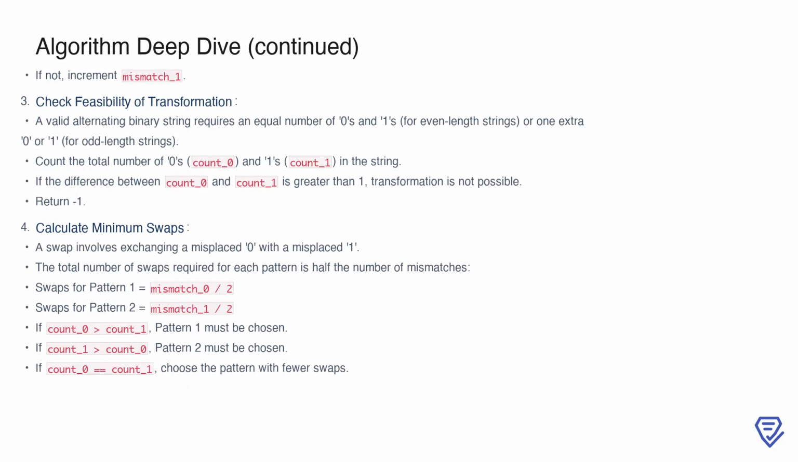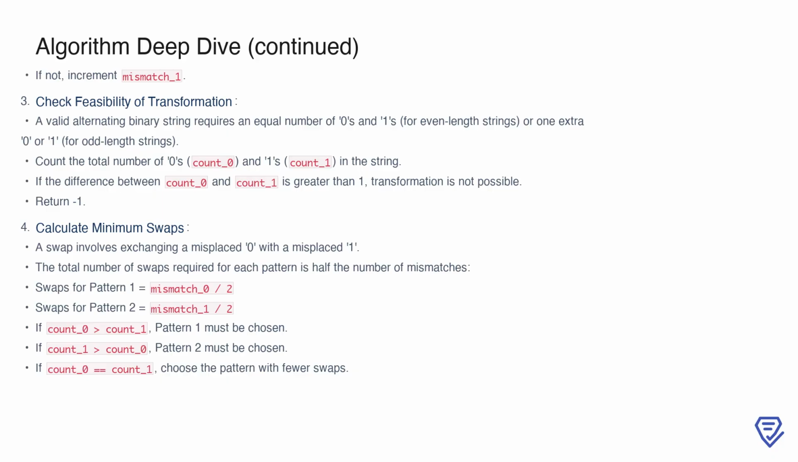After counting mismatches, we need to determine if transforming the string into an alternating binary string is even feasible. For this transformation to be possible, the string must have a balanced distribution of zeros and ones. Specifically, for even-length strings, the counts of 0 and 1 must be equal. For odd-length strings, the difference between the counts of 0 and 1 can be at most 1.